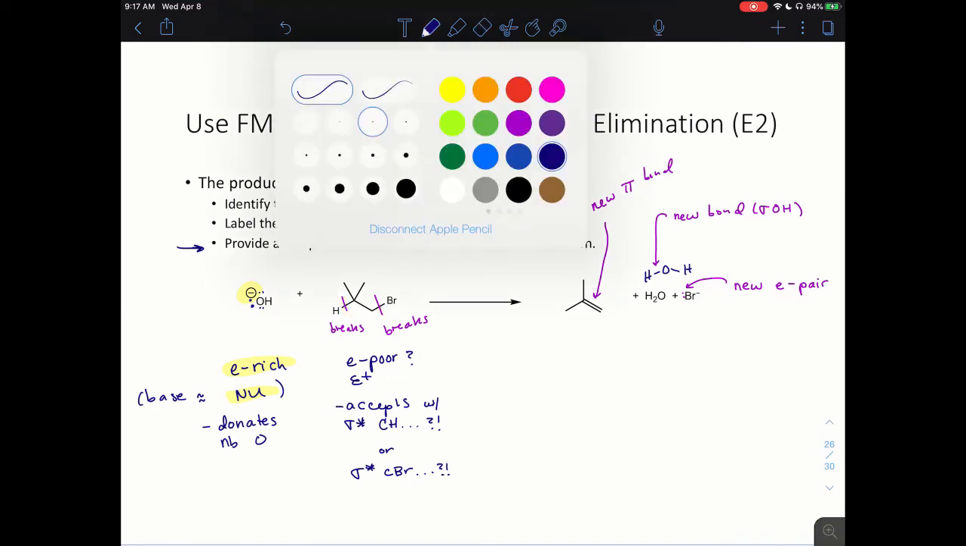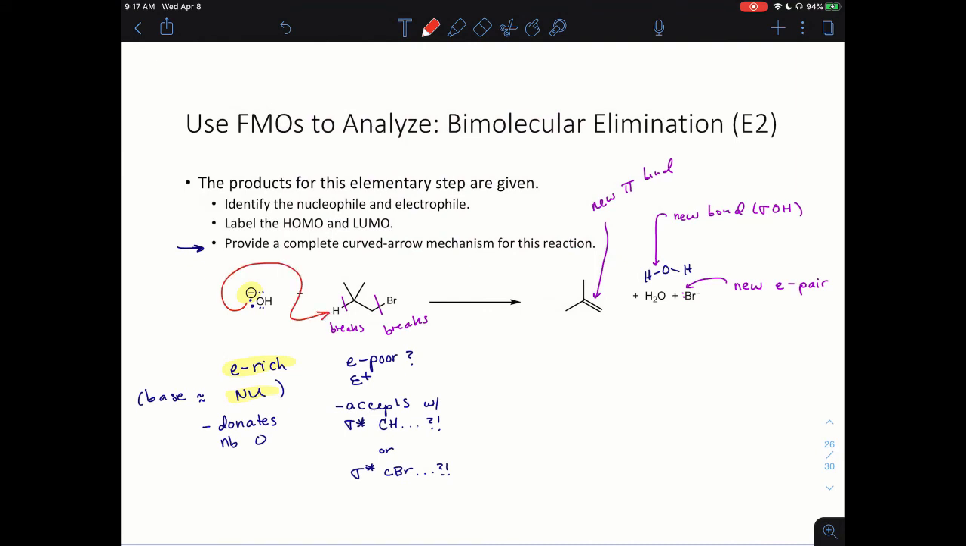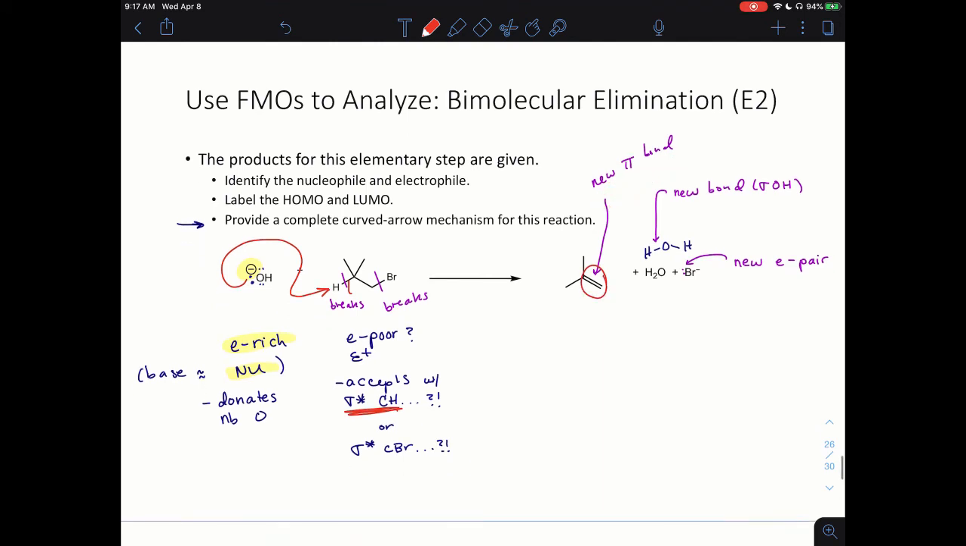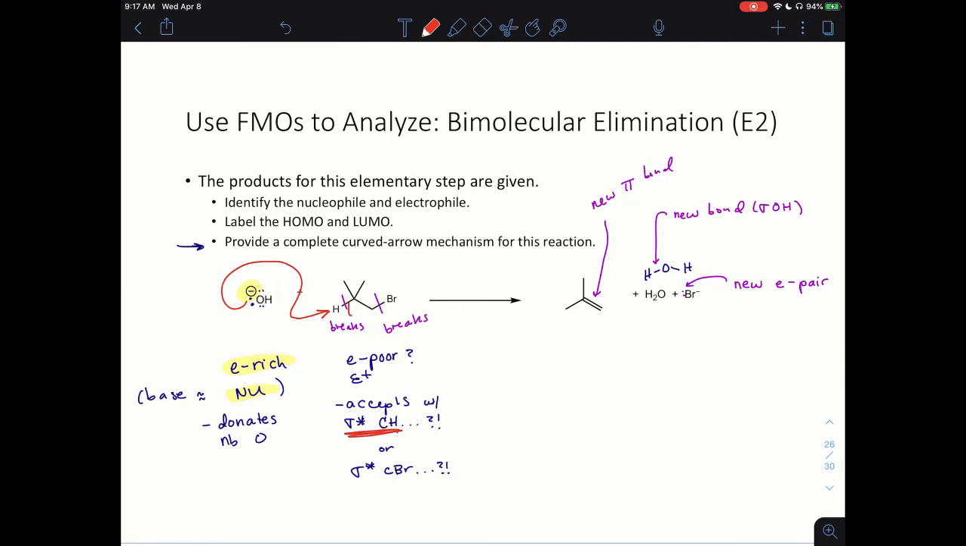We know that oxygen is making a bond to hydrogen because here it is in the product. So let's do that. So we are filling up sigma star CH. So we're breaking that sigma CH bond. Now where do those electrons go? Oh, they go here to make the new pi bond. So those electrons in the sigma CH, they're going to make this pi bond. So it makes the pi CC.